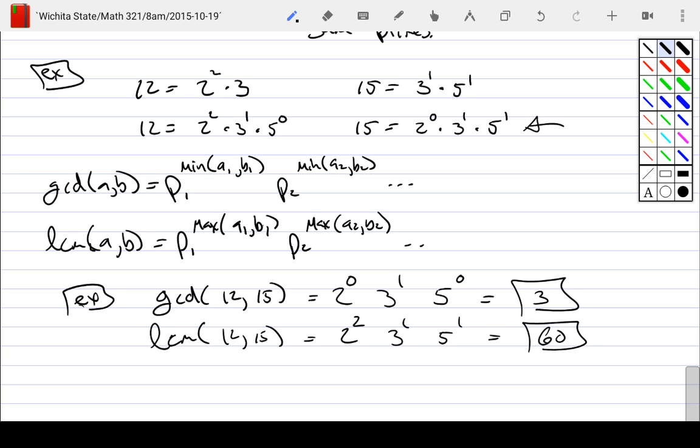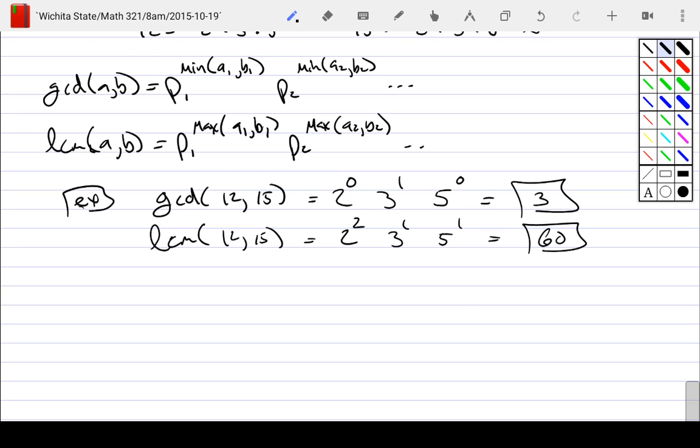It's obviously smaller than 12 times 15. I know 12 times 15 works, but I also say, no, what's the smallest of these? Well, 60. What do you notice? What's 3 times 60? It's 180. What is 12 times 15? 180. Right? And that's always going to be true. It always ends up being that A times B is equal to the GCD of A and B times the LCM of A and B.